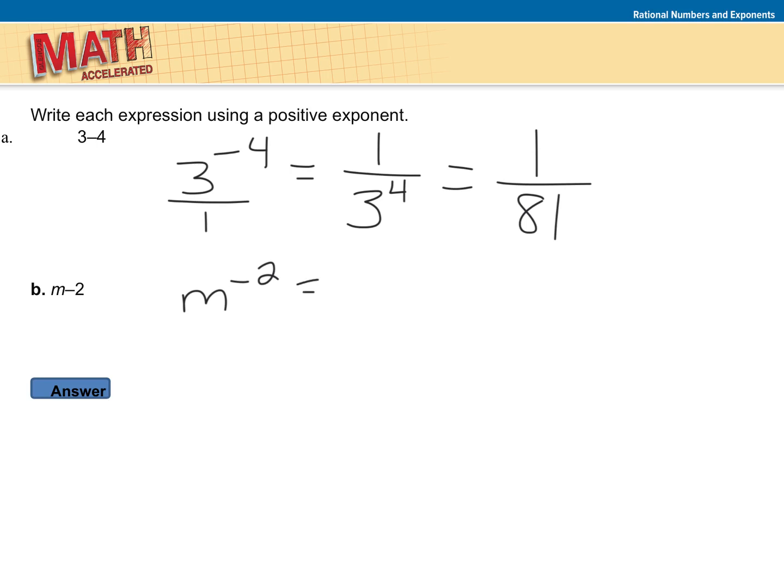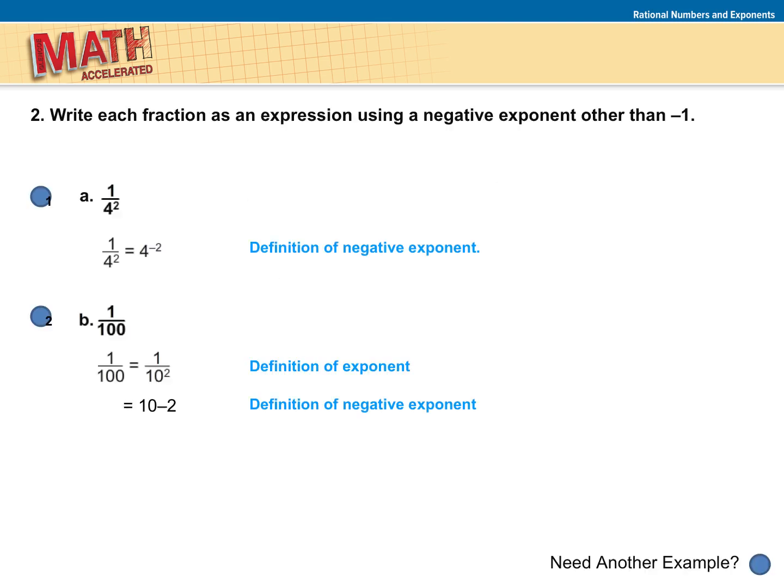Okay. M to the negative second power. Remember, if I had m equals 2 and I plug 2 in there, is that solvable? No. So how do I change this to make it solvable? So we have 1 over m to the second power. Yep. So our whole goal is to get rid of the negative exponents. Okay, let's look at evaluating now.